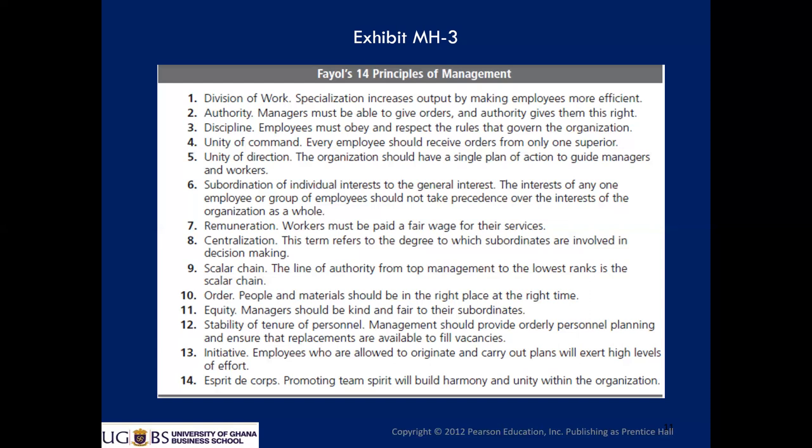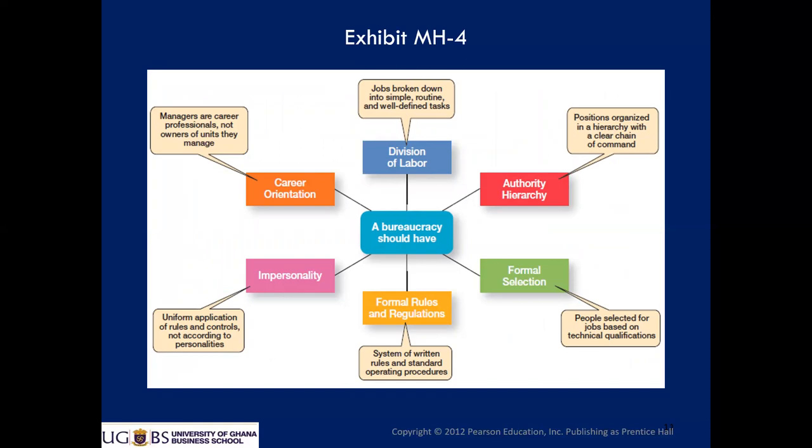If we look at some of the elements in the principles, for example, division of labor. Because we are talking about general administrative theory, if we're talking about administration, we are talking about bureaucracy. So a bureaucracy should have these things. Division of labor, like bringing jobs down into simple, routine, and well-defined tasks. High authority hierarchy. So we should know who is in command. We should know who has more power. Looking at the organogram, the organizational chart, we should know who is the boss. We should know who reports to who in the line of work. Who controls which people in the organization?